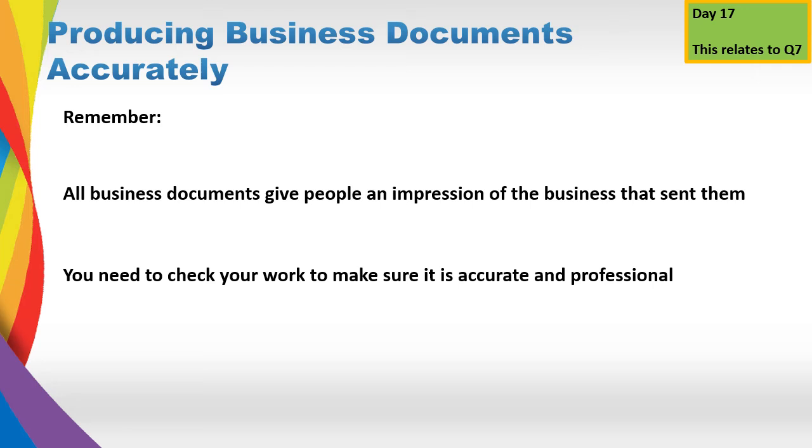Question 7. You are going to produce some business documents. They need to be accurate. All business documents give people an impression of the business that sent them. So you need to make sure you're checking your work for accuracy and that it's professional. Your course does not finish today on question 7. Instead, it finishes on question 8, where you're going to show me that you have proofread and what you've done to check your documents for accuracy.